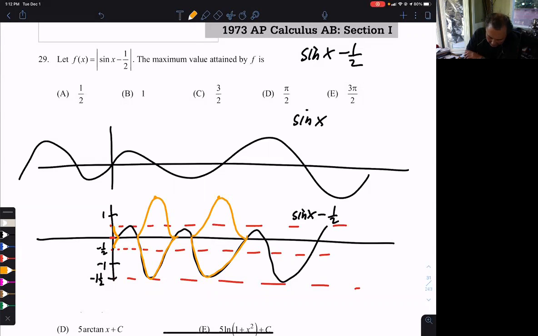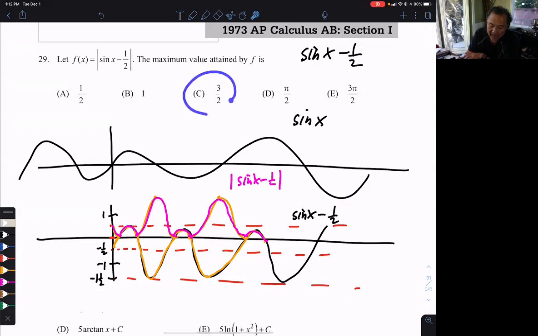So your final graph is going to be, I'll do it in this color. So this pink graph is the absolute value of sine x -1/2. So clearly the maximums occur over and over, and that's 1.5 because it was moved down 1/2 to -1/2. So when you flip it to positive, it's 1.5 or 3/2.